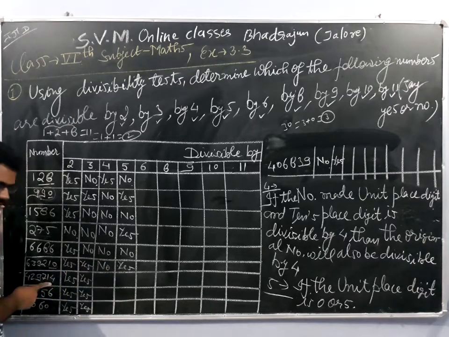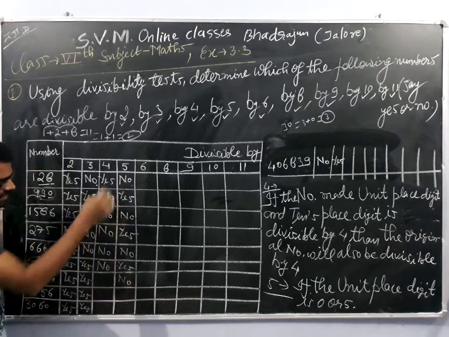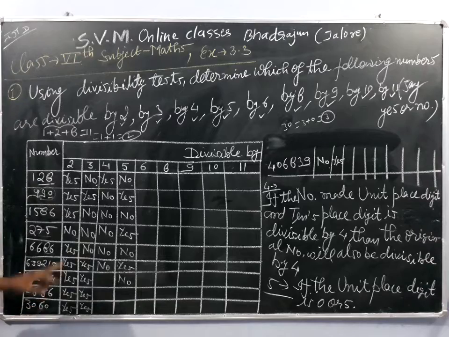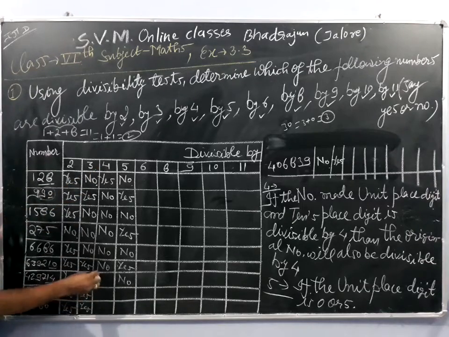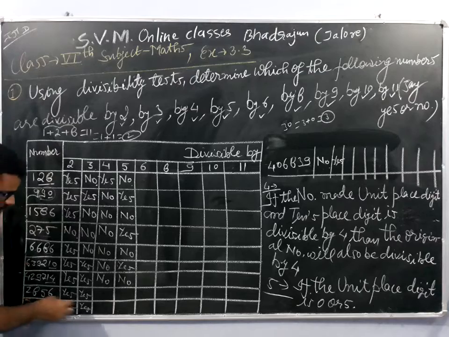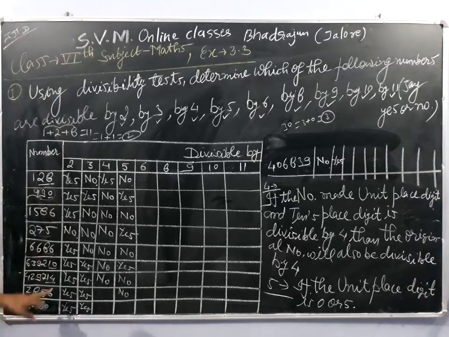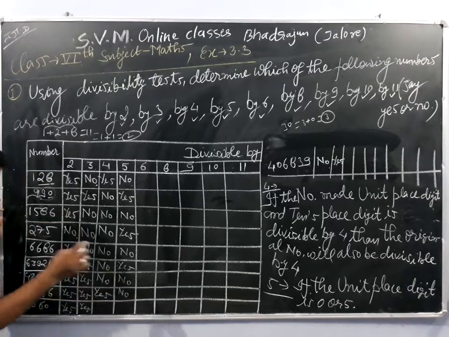Unit place digit is not 0 or 5, so the response for 5 is no. Now we will go for 4, and we are seeing 14 is not divisible by 4, then the whole number will not be divisible by 4. So our response is no. Next is 2856. Unit place digit shows the number is not divisible by 5, and we will go for 4. Here we are seeing 4 1 is 4 and 4 4 is 16, 56 is divisible by 4, hence the whole number will be divisible by 4. So our response is yes.